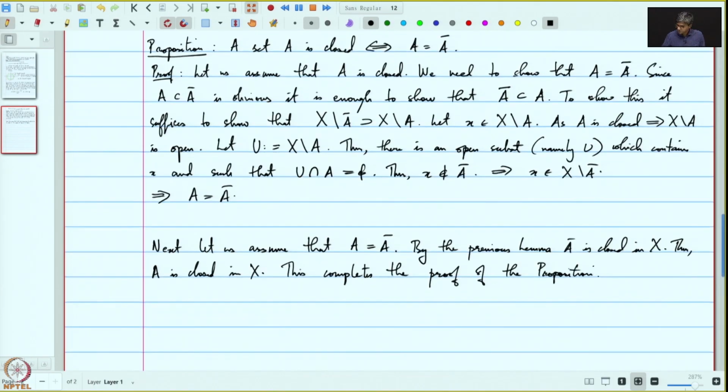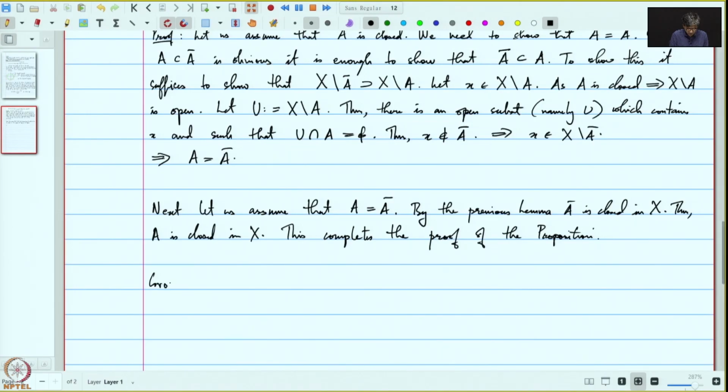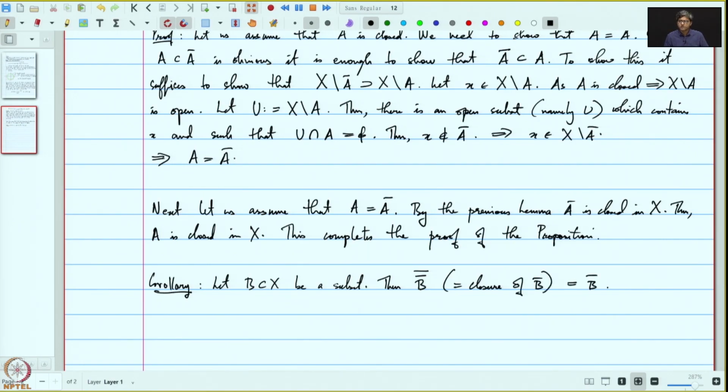Okay. So as a corollary, as an easy corollary, let B be a subset of X. Then the closure of B closure is equal to B closure. So if we take closure, then taking closure again makes no difference. So let's see how to prove this. So proof.